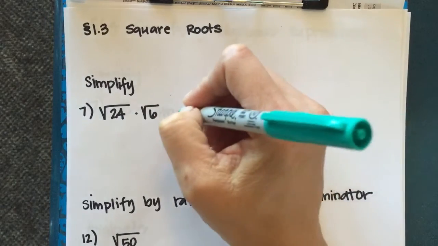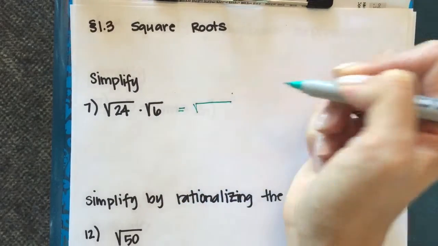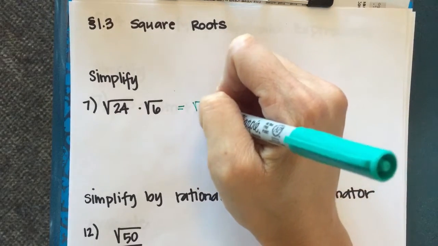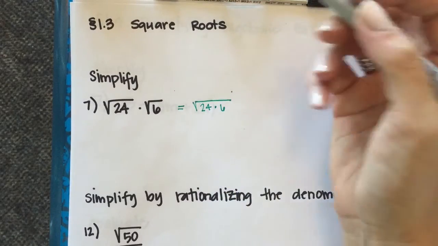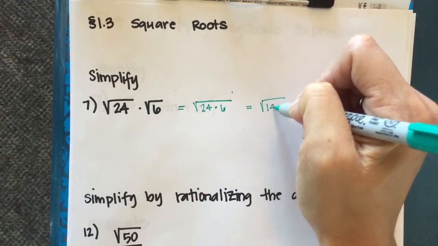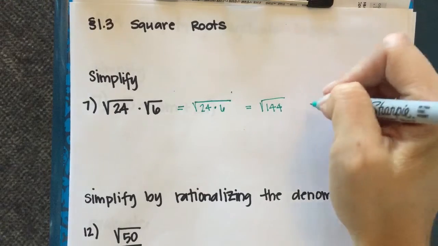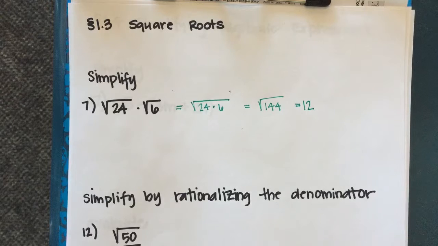The product of 24 and 6, so when you're multiplying, they don't have to have the same number in order to multiply. You can rewrite it in a single root, 24 times 6 inside. Multiply them. 24 times 6 is 144. And 144 is a perfect square. The square root is 12. So your answer is 12, which ends up being much faster than had you simplified each of them, multiplied together, and simplify again.